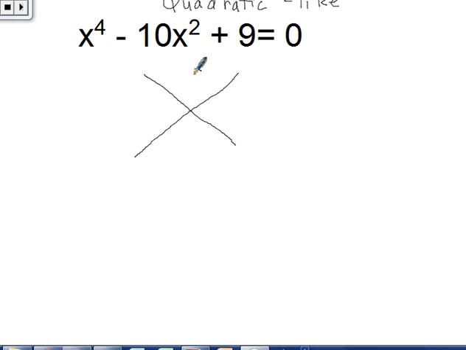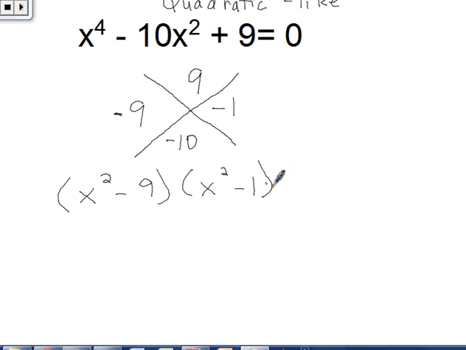What numbers multiply to give you 9 and add to give negative 10? Okay, these help you find your factors, which are, of course, going to be negative 9 and negative 1. But rather than with the quadratic, when we had an x squared term here, your factors aren't going to be x plus and minus, but rather x squared minus 9 and x squared minus 1. Okay, with quadratics, your factors are linear.